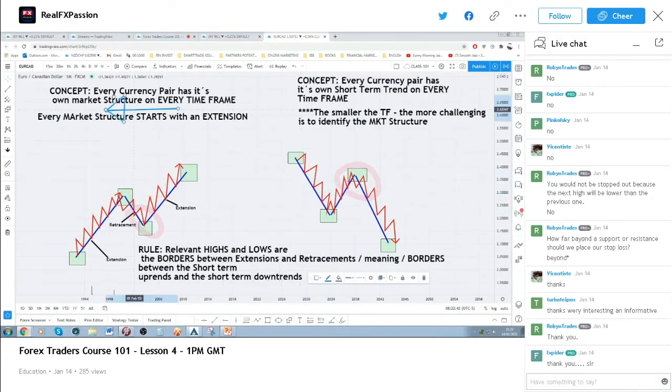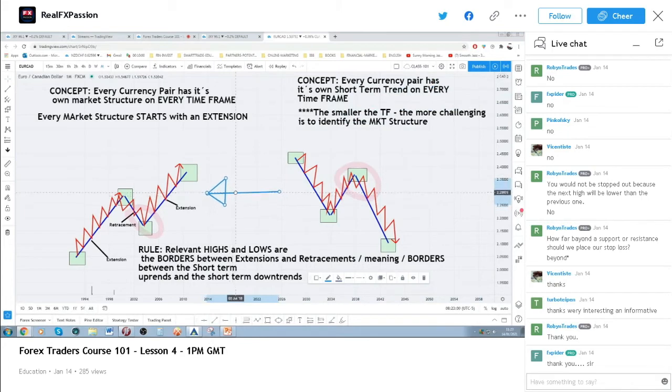So one more time, what we are learning today is, number one, every currency pair has its own market structure, the blue line. And this market structure is going to be different on every time frame. Every market structure starts with an extension and retracement. We could have an up market structure or a down market structure. And every currency pair has its own short-term trend on every time frame.